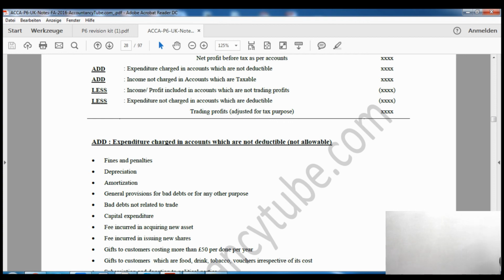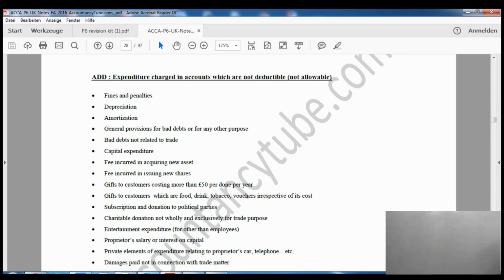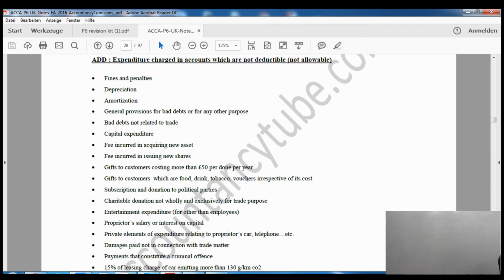Now which things do we need to add back? There is a huge list of things which we need to add back, and this list is the one which you can see on your screen now. Expenditure charged in the accounts which is not deductible, and obviously we will have to add them back, because they are not allowed by tax people, and there are lots and lots of things you will have to see for yourself.